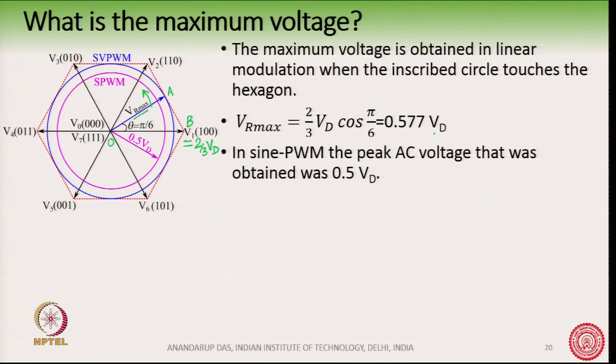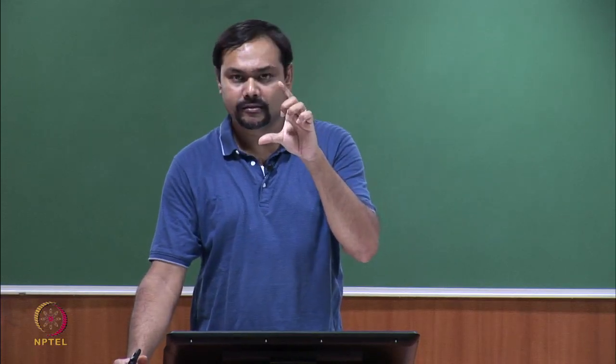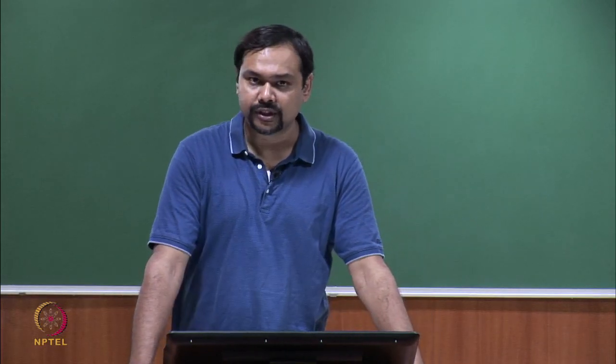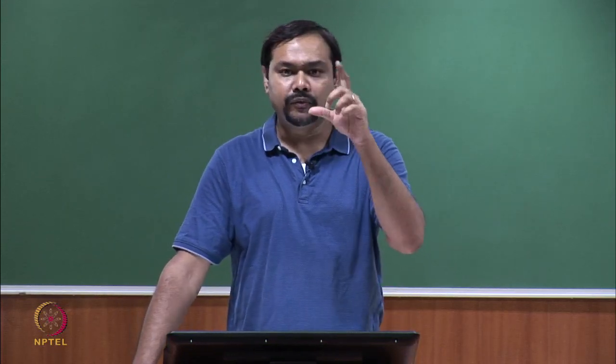We can compare this with the Sine PWM technique. In Sine PWM we found that the peak AC voltage that could be obtained was 0.5 VD, where the sine wave was touching the height of the carrier. As soon as the sine wave touches the height of the carrier, we say that we are reaching the end of the linear modulation, and that magnitude was 0.5 VD, because the sine wave can go from VD by 2 to minus VD by 2. So, it was 0.5 VD or VD by 2.